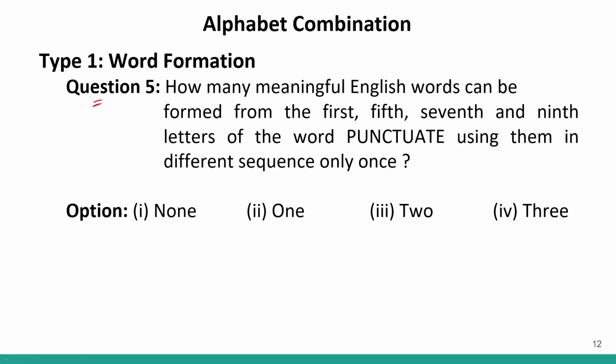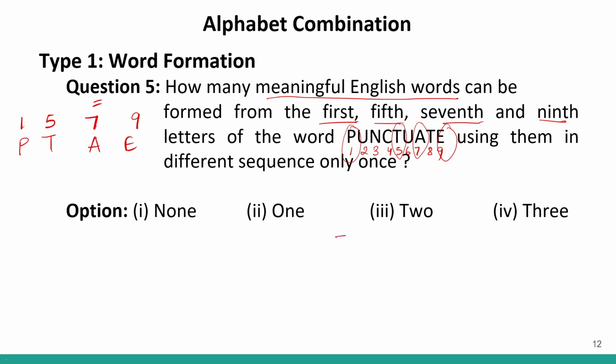Question number 5 asks, how many meaningful English words can be formed with first, fifth, seventh and ninth letters of the word punctuate? So first let us give them positions: 1, 2, 3, 4, 5, 6, 7, 8, 9. So first is P, fifth is T, seventh is A and ninth is E, right? So we have to form meaningful words using these.